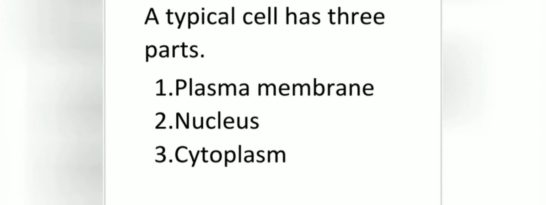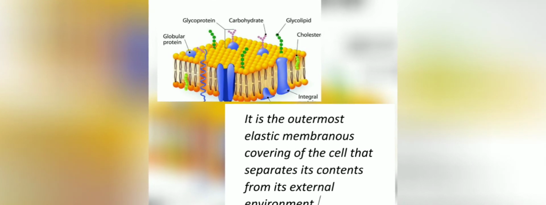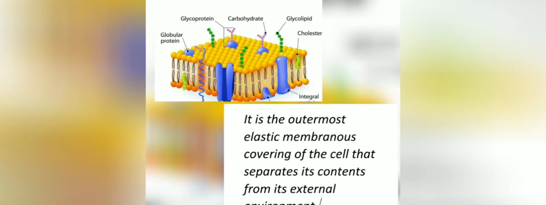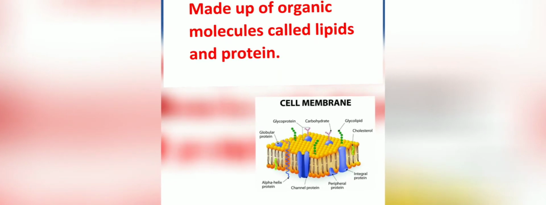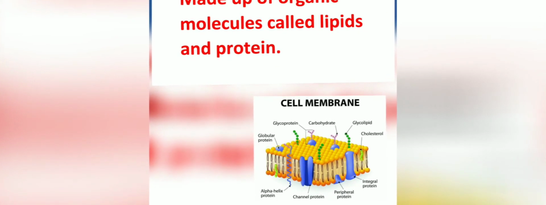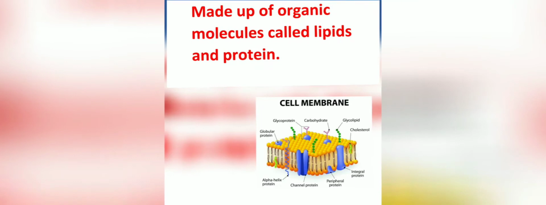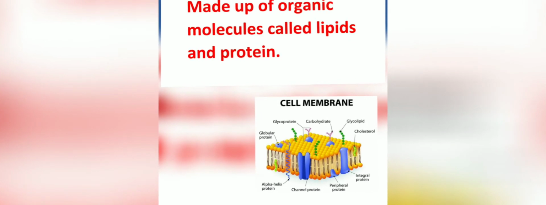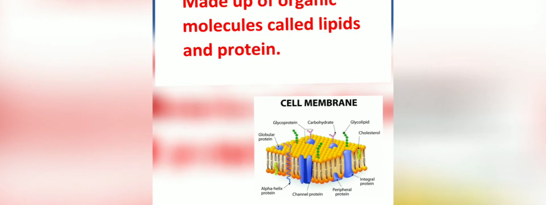Okay. Now let us see in detail about the plasma membrane, the cell membrane. Actually, it is the outermost elastic membranous covering of the cell that separates its contents from its external environment. So, what is the plasma membrane made up of? Actually, it is made up of organic molecules called lipids and proteins. You can see the picture of the cell membrane here. Actually, we can observe the structure of the plasma membrane only under an electron microscope.